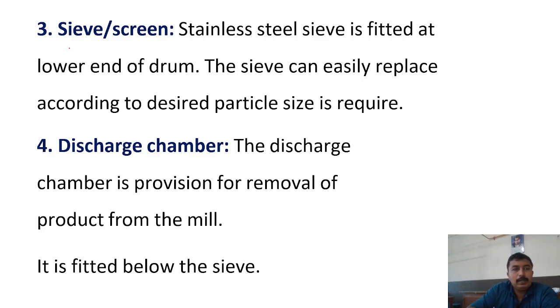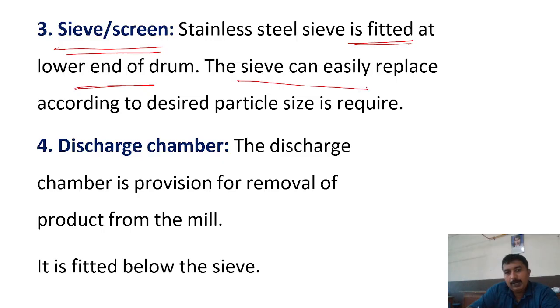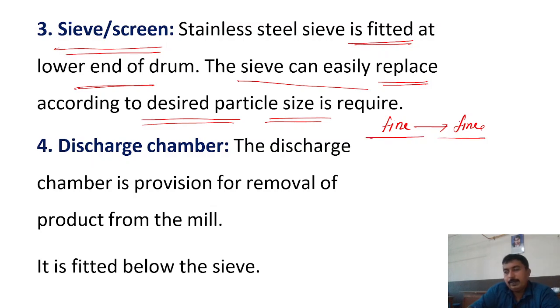Let's see the third part of the hammer mill, the sieve. Where is the sieve fitted? The sieve is fitted at the lower end of the drum, the lower end of the hammer mill. As we discussed earlier, you can replace it according to the desired powder particle size. If you require a fine powder particle of your product, then we require a fine sieve. If you require an intermediate size, then you replace the sieve accordingly.